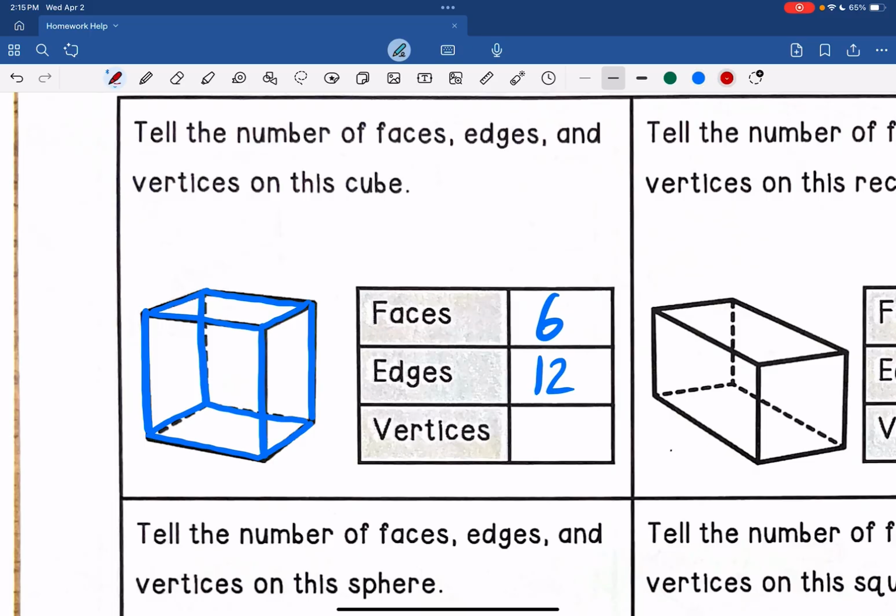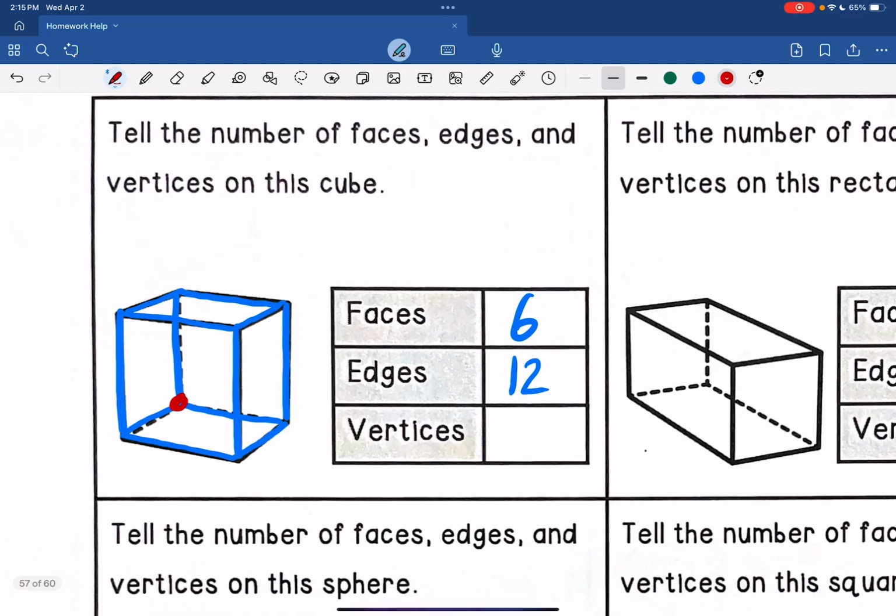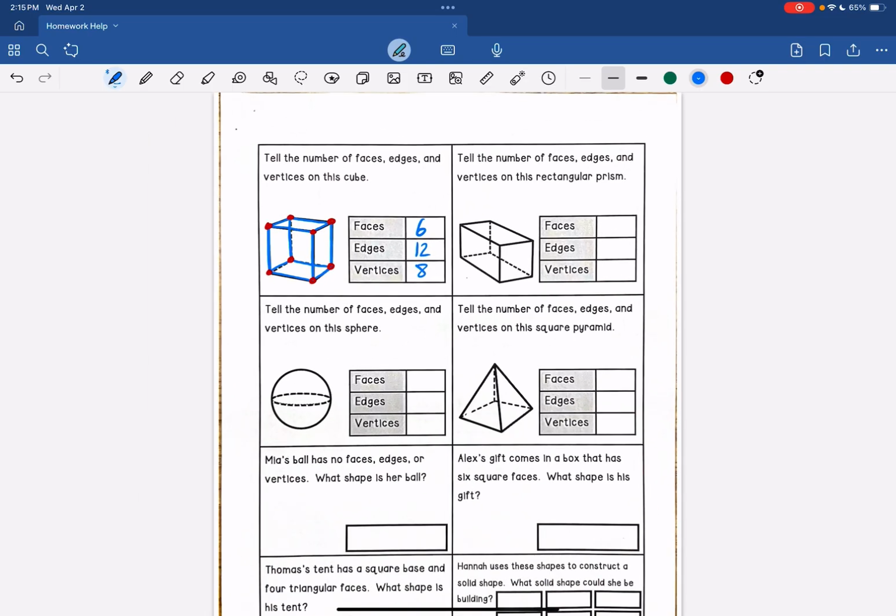And then for the vertices, we count the corners. We have 1, 2, 3, 4, 5, 6, 7, 8 vertices. Okay? And that's all you had to do for that one. So then for this rectangular prism, you're going to do it exactly the same way as I did the cube.